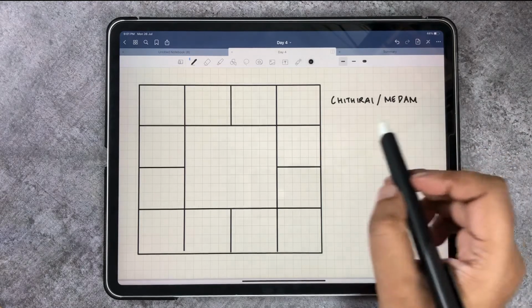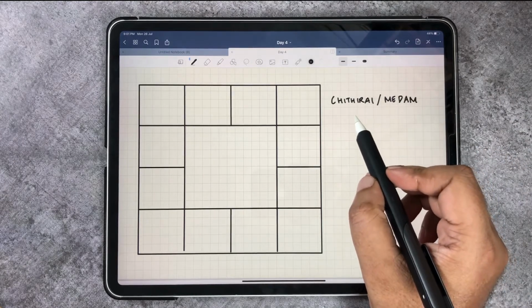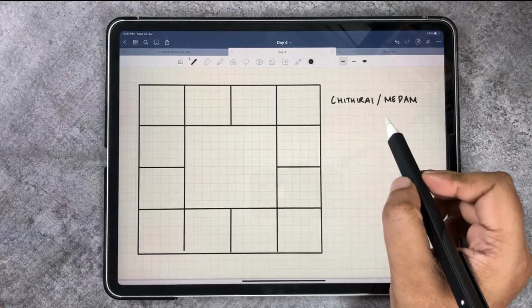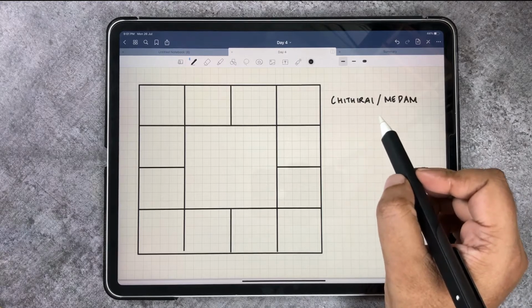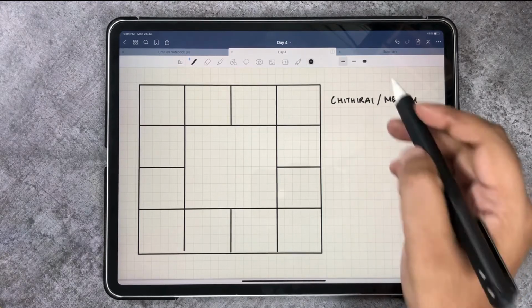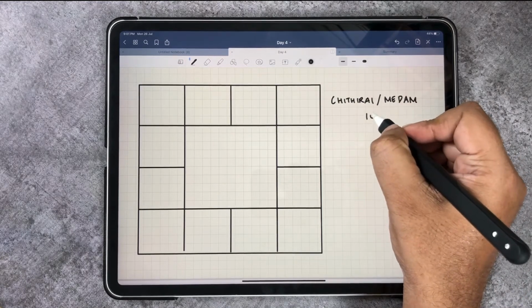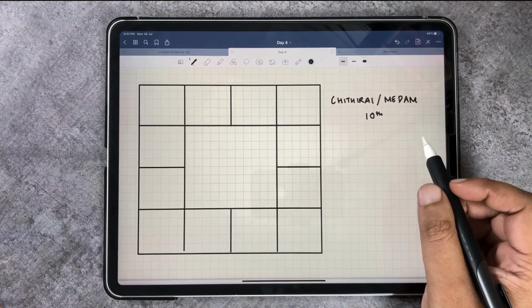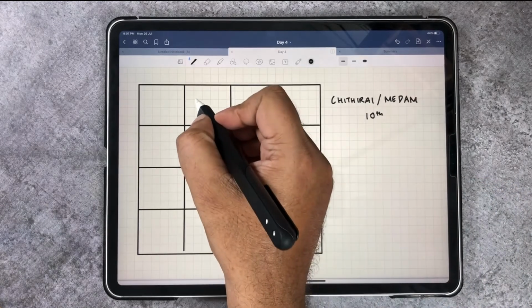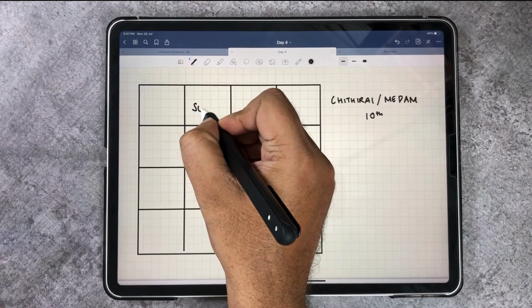Okay. In this month of Chitrai or Medam, let's keep the date as the 10th of Chitrai or the 10th of Medam. So it is the 10th. So where would the sun be during the month of Chitrai or Medam? If you remember what we studied in the previous session, the sun would be in Mesha Rashi. So the sun would be here.